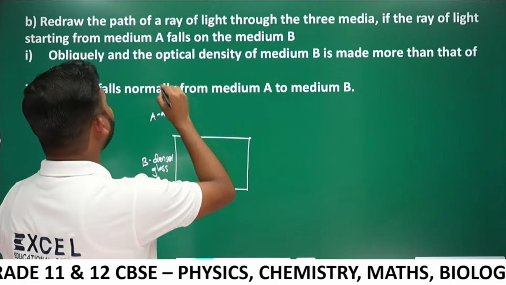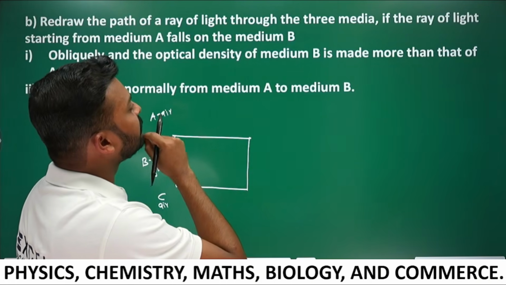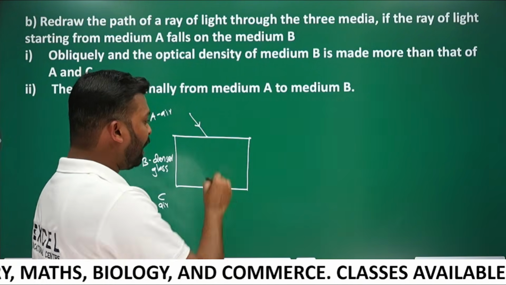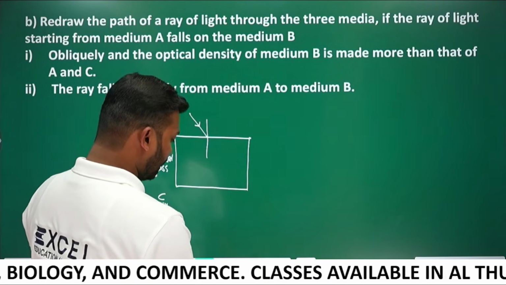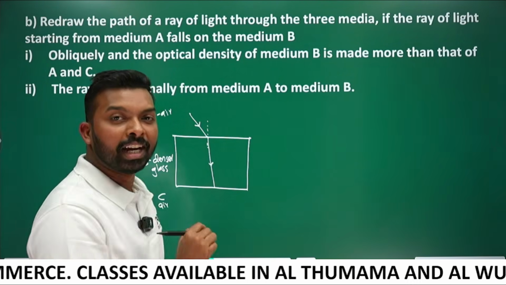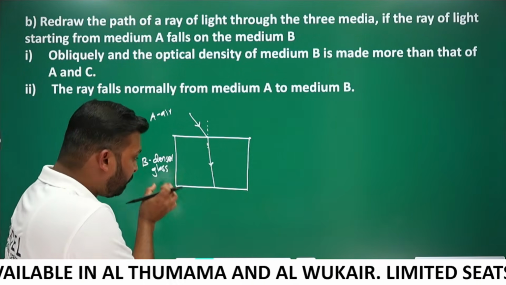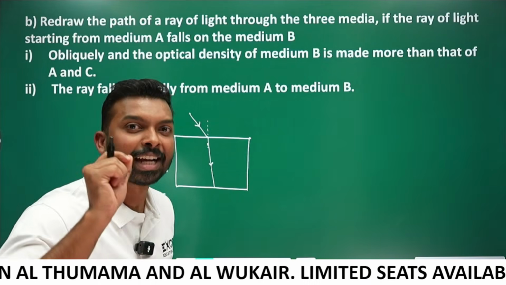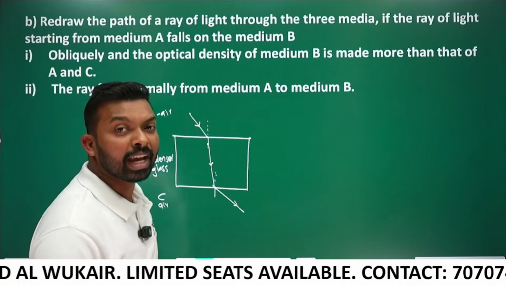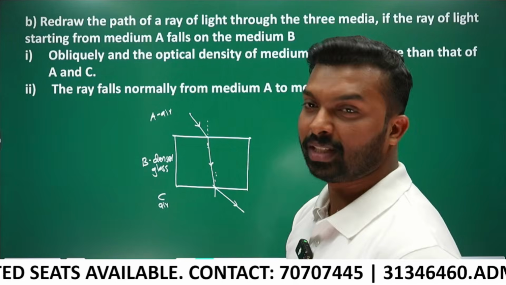See, listen. When it is oblique and the optical density of medium B is more than that of A and C, obliquely means it is coming at an angle. Now you have to draw the normal, which is supposed to be a dotted line. Then it moves towards the normal. Once it reaches here, this is a denser medium, and from the denser medium to air, a rarer medium, it moves away from the normal. So this is the path of the light in the case of the first question.